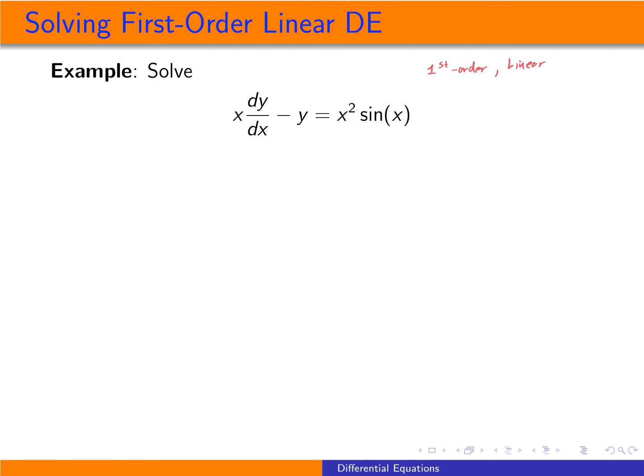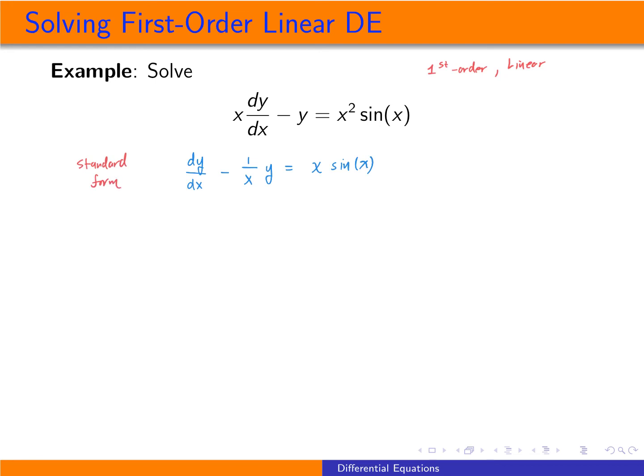In order to solve it, we need to get the differential equation into standard form. That means we need to divide each and every term by x to make our leading coefficient a 1. So dividing through by x, we are left with dy/dx minus 1 over x times y equals x sine of x. And this would be the standard form of this first-order linear equation.